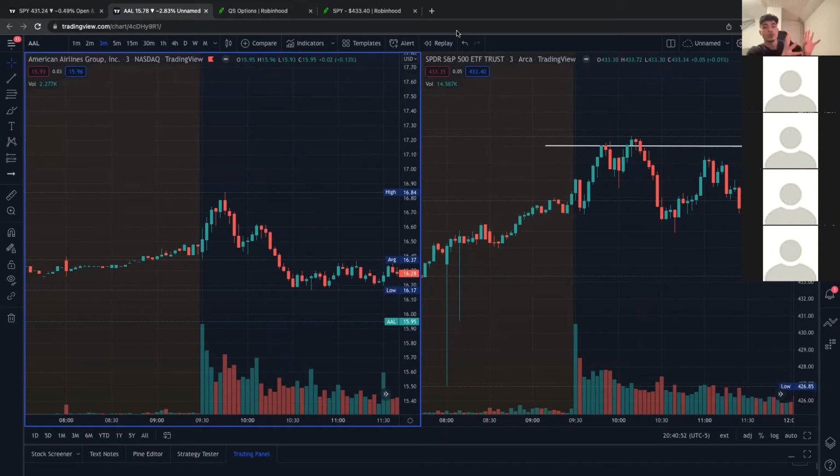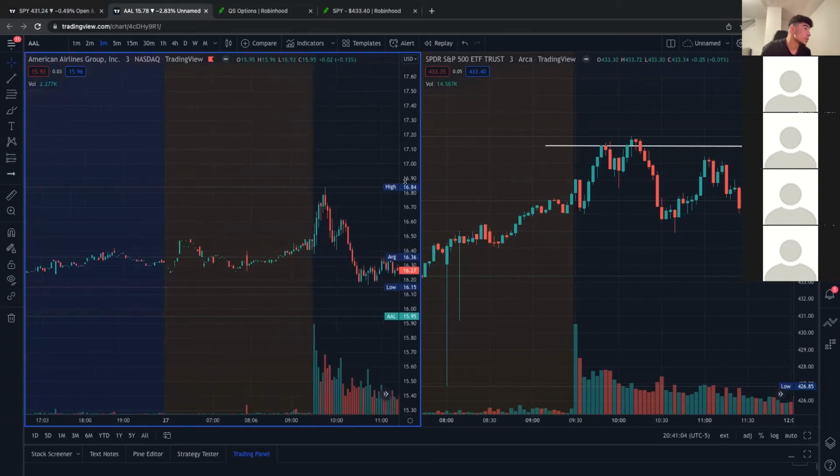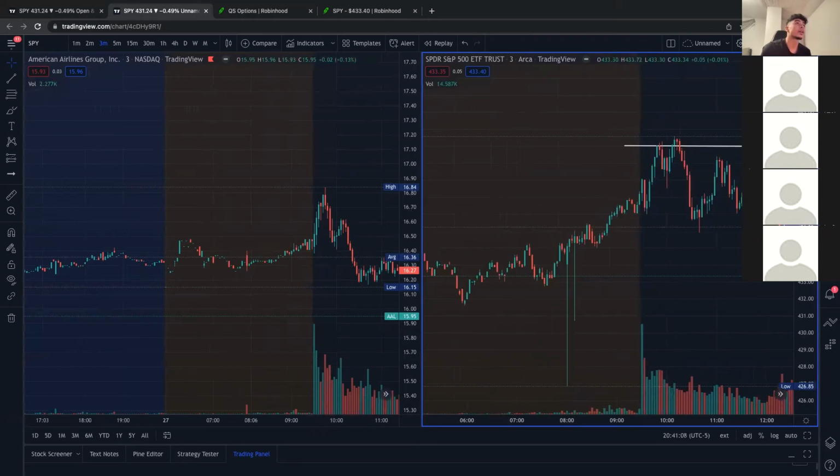Unless it's one of those plays that's trading without regard to the S&P or without regard to the NASDAQ. That's a very easy way. Another way is use pre-market levels. So pre-market levels are very, very beneficial, especially whether it's on an index or on an underlying stock.